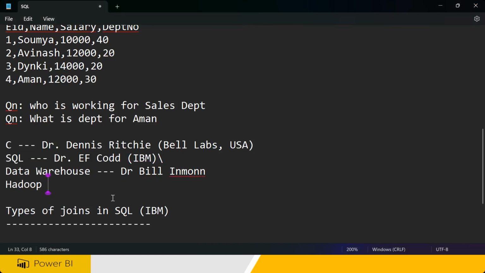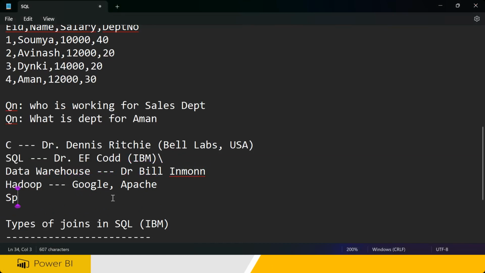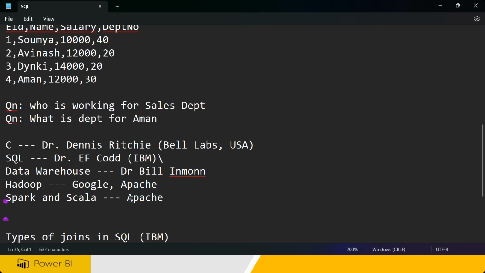Hadoop is to store a large amount of data, right? Who invented this? The invention started with Google, right? Later, it got released by the Apache Foundation, right? And nowadays you have Spark and Scala. People are using that, right? This is also Apache. So big data, if you want to store and retrieve it, today it is Spark and Scala. So Apache people released these to store big amounts of data.